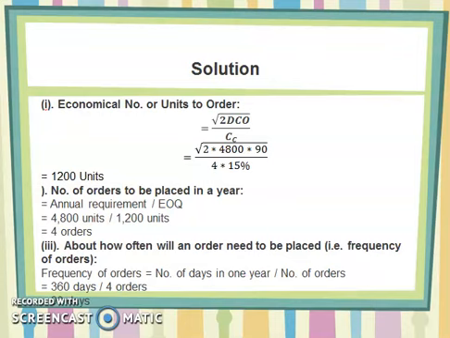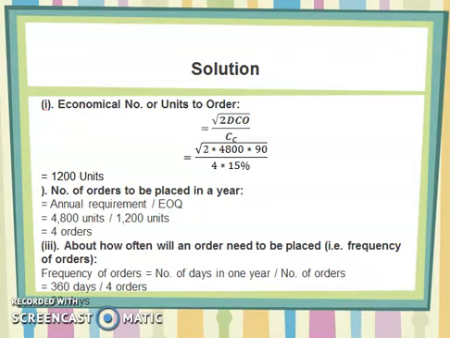Next, we need to calculate the number of orders to be placed in a year. To calculate the number of orders placed in a year, we need to divide the annual demand by EOQ. So our annual demand is 4,800 units. At one time, we'll order 1200 units. So our total orders in a year will be 4.